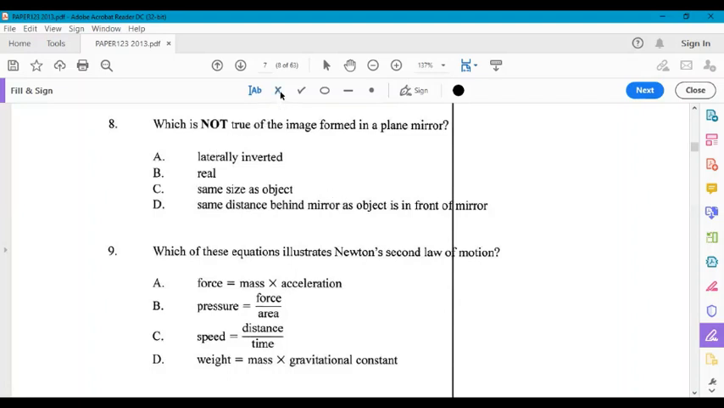So the one that does not belong is going to be B. Okay, all the others are characteristics of plane mirrors, except real. So they don't give real images, they give virtual images.